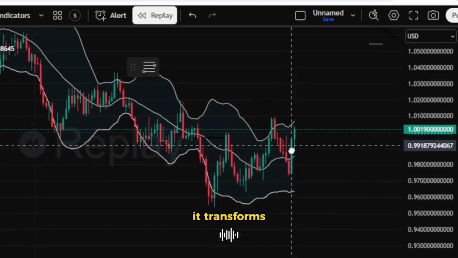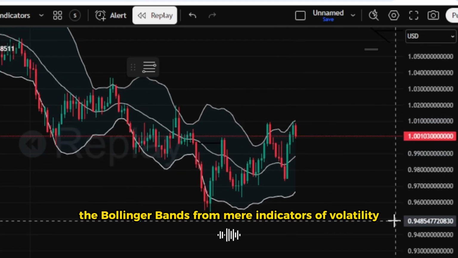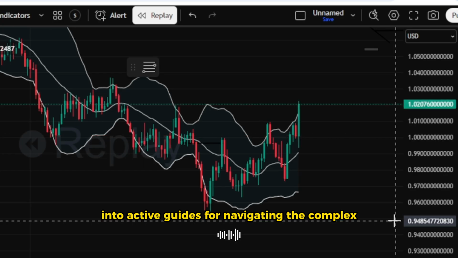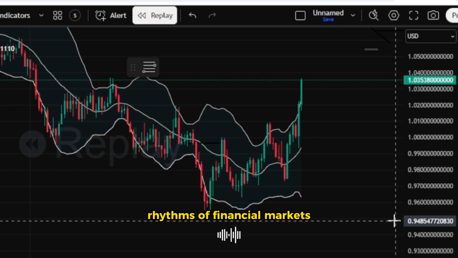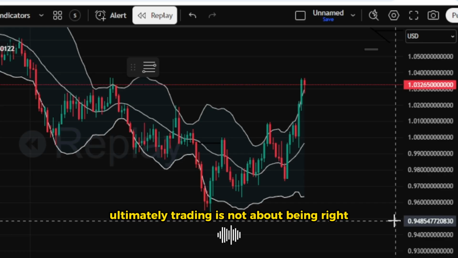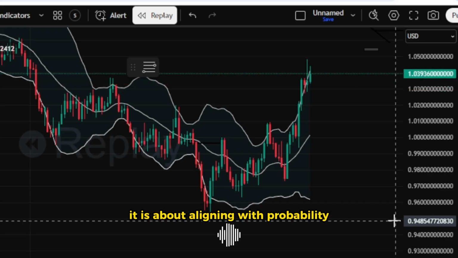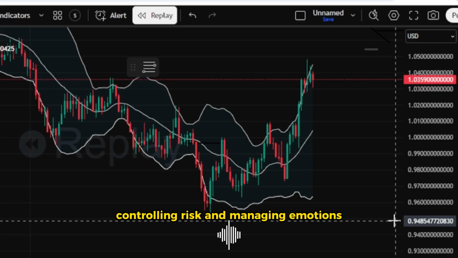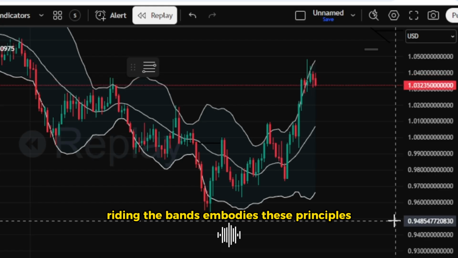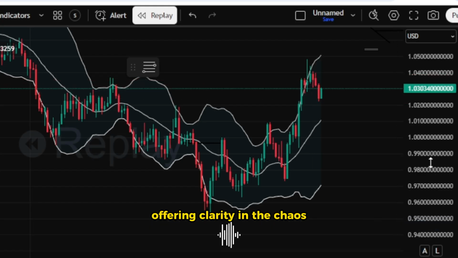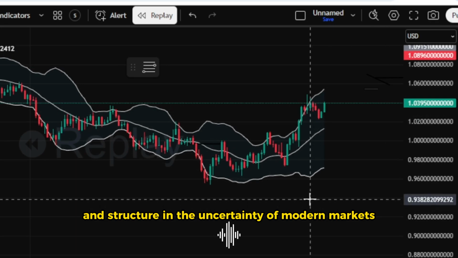It transforms the Bollinger Bands from mere indicators of volatility into active guides for navigating the complex rhythms of financial markets. Ultimately, trading is not about being right. It is about aligning with probability, controlling risk, and managing emotions. Riding the bands embodies these principles, offering clarity in the chaos and structure in the uncertainty of modern markets.